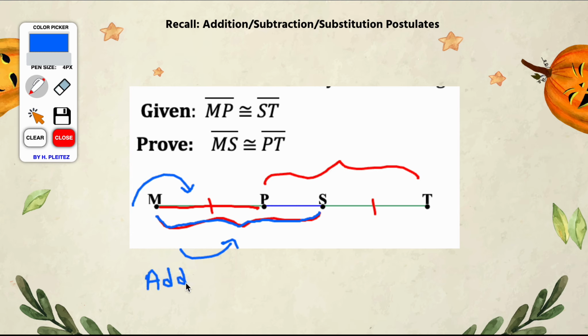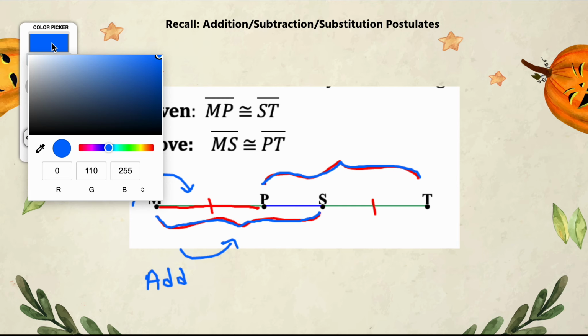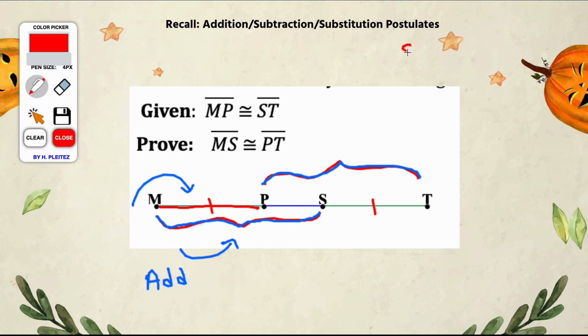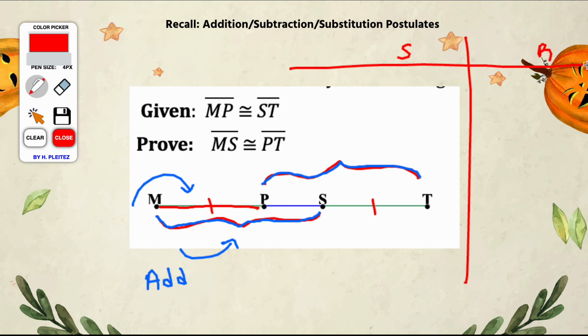Now, same thing, if I look at ST, if I look at my small given part of ST, I need to somehow make that bigger to make a conclusion about this entire thing PT, right? So I know I'm going to use addition. So statement reason, let's write our givens in there. Hopefully I don't overlap too much. But again, we have MP is congruent to ST, and then our reason is given.